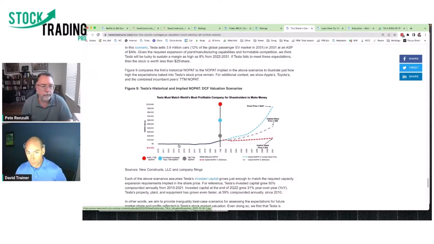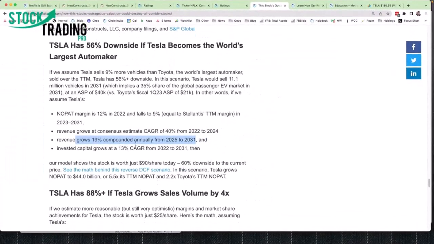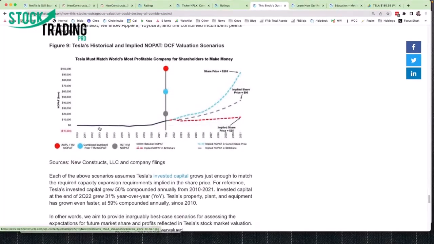So this chart, again, my favorite, gives you a sense of what's implied by the stock price. You can see past NOPAT, and then the future NOPAT implied by the stock price. You can see why 205 is pretty ridiculous. Here's where Apple is. Here's the combined profits of all their peer incumbents, or most of them. Here's Toyota's NOPAT. Wow, Toyota's a pretty good company, man.